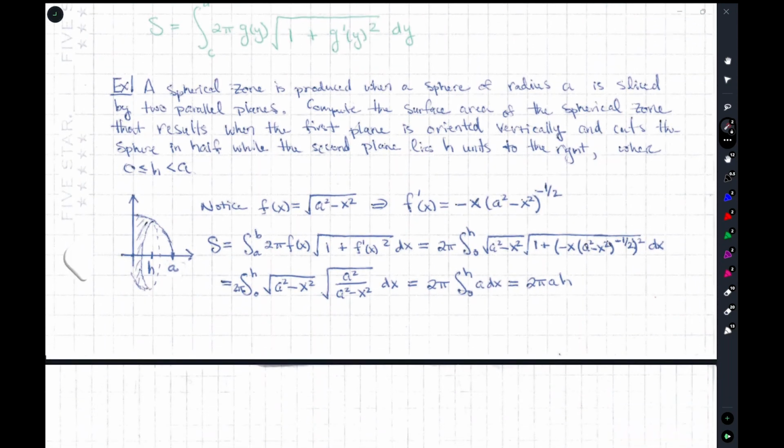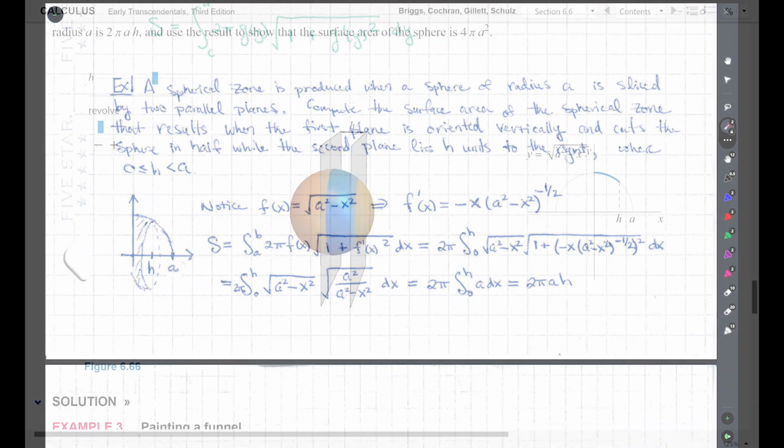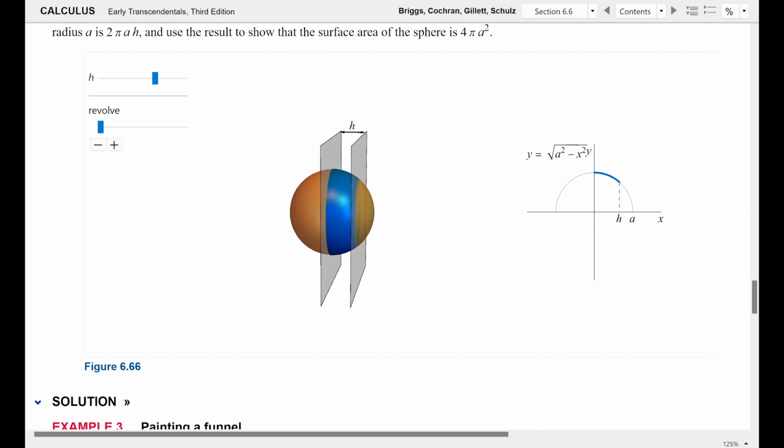So let's take a look at a concrete example. A spherical zone is produced when a sphere of radius a is sliced by 2 parallel planes. That result when the first plane is oriented vertically and cuts the sphere in half, while the second plane lies h units to the right, where h has to be greater than 0 but strictly less than a. We want to find the surface area of that shape. And this is how that shape looks.